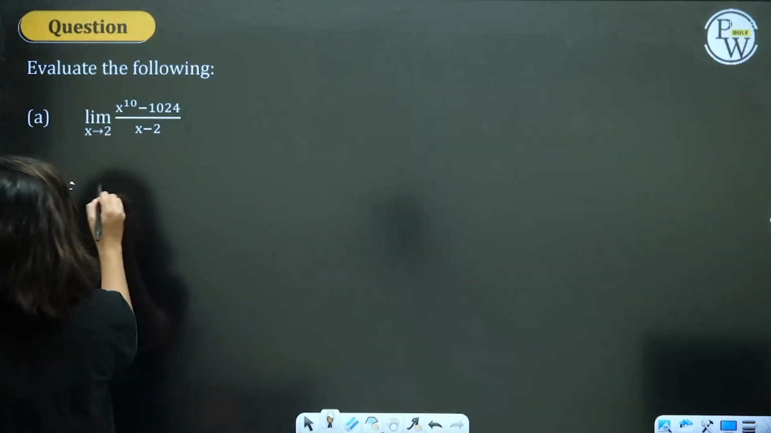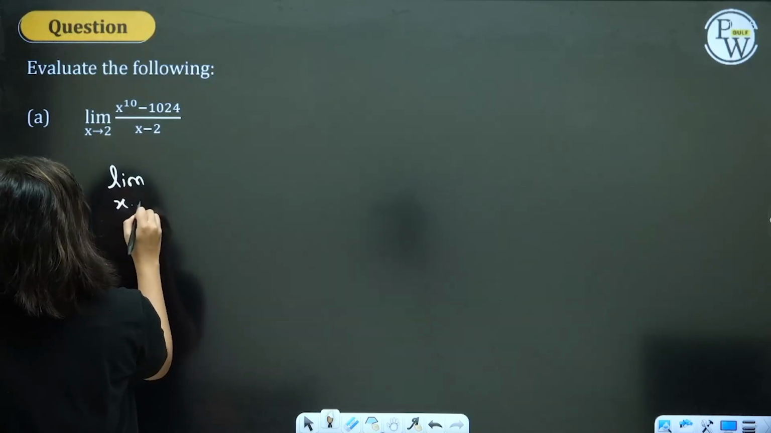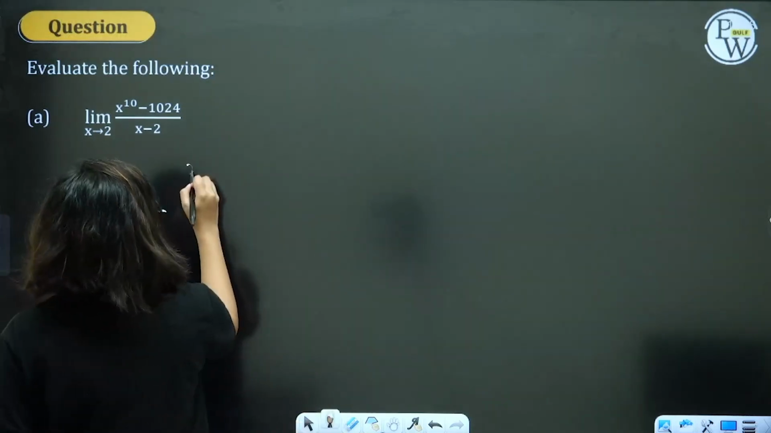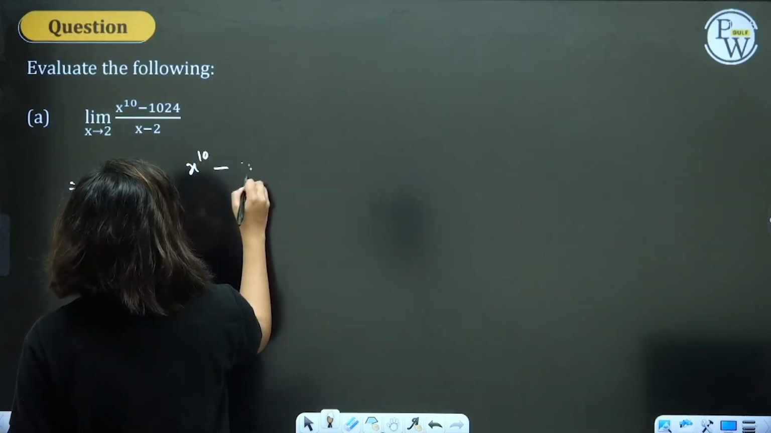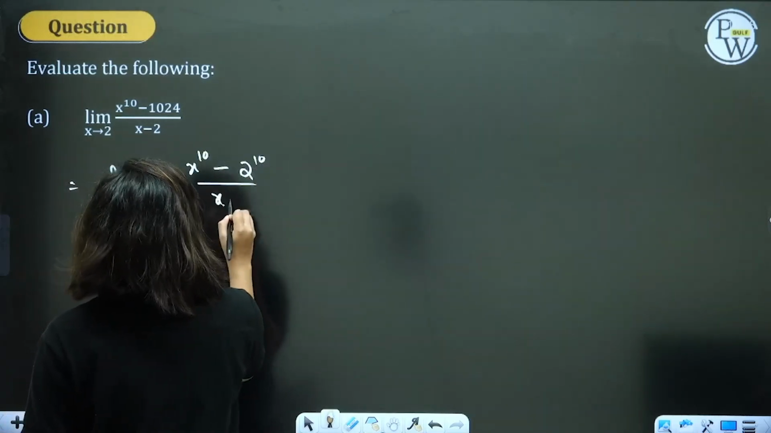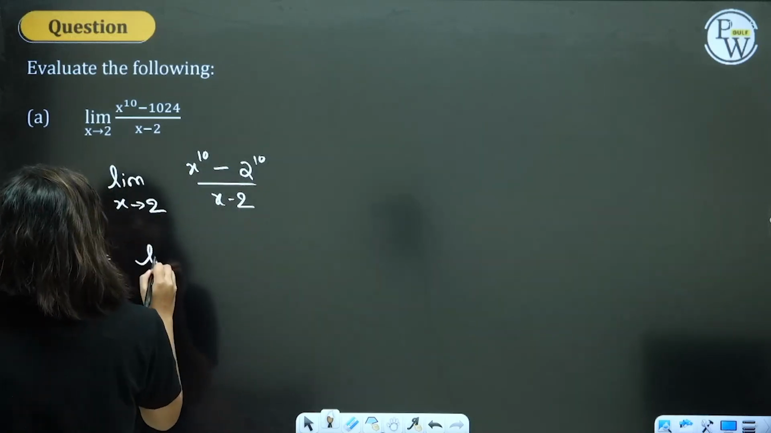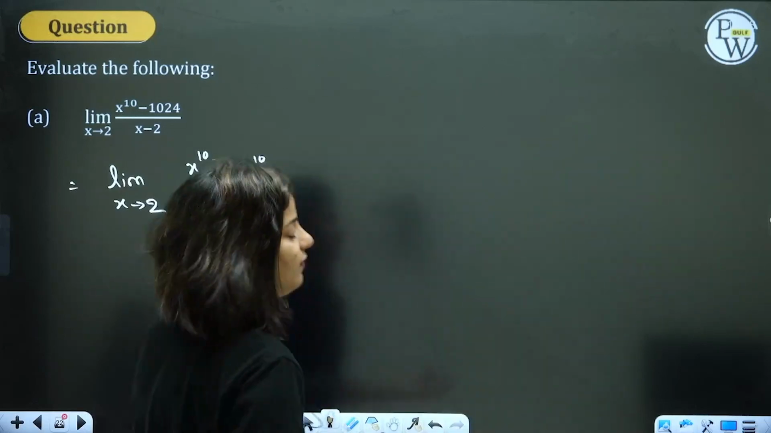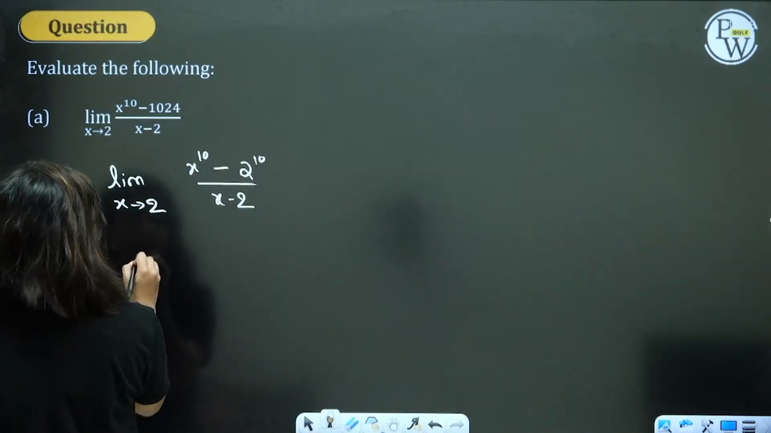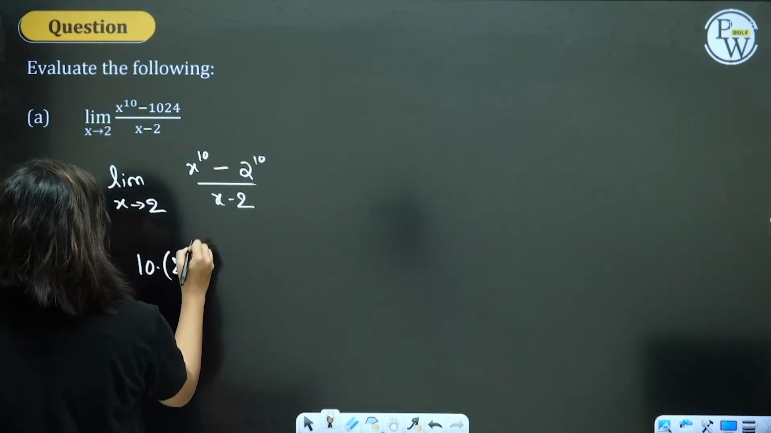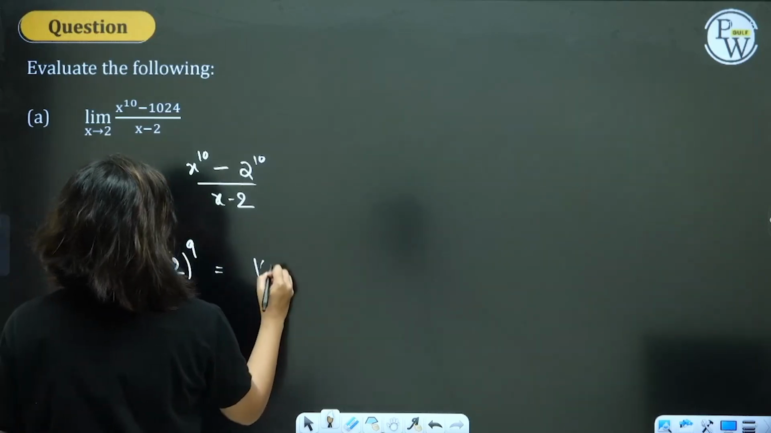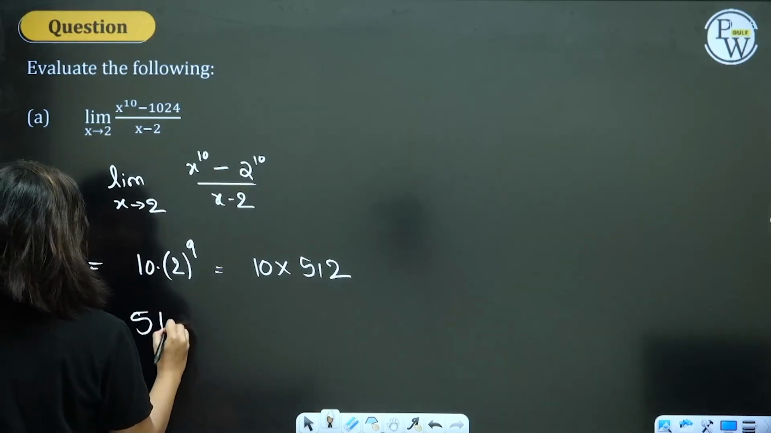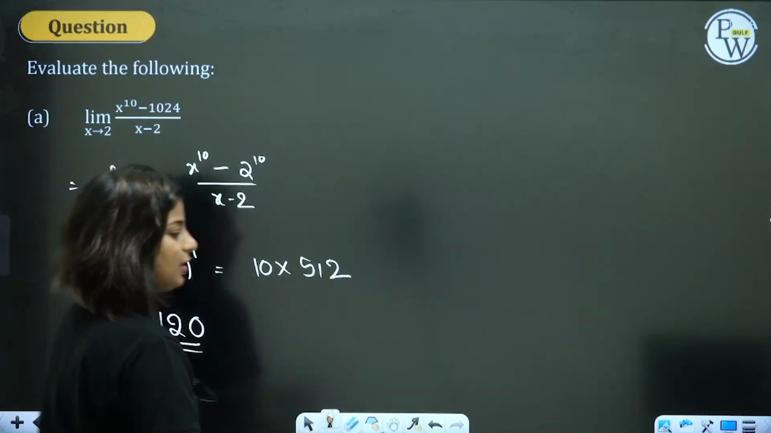Limit x tends to 2. We have very well by-hearted the powers of 2. X raised to 10 minus 2 raised to 10 upon x minus 2. Now directly, with the formula x raised to n minus a raised to n upon x minus a, if you put it, it is n times a raised to n minus 1. 10 times 512. That will be equal to 5120.